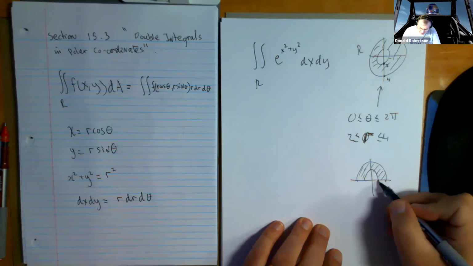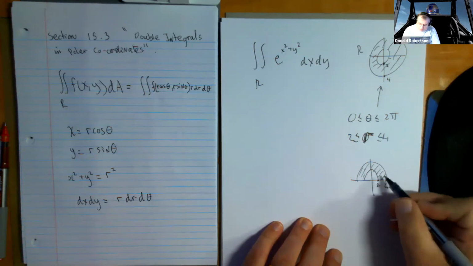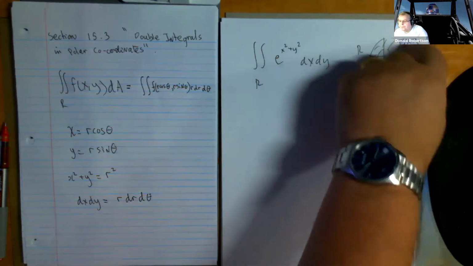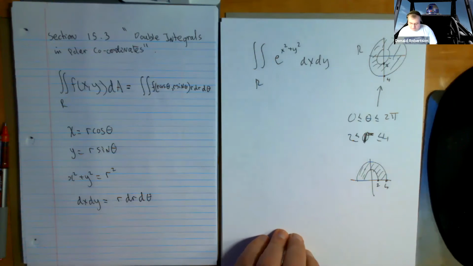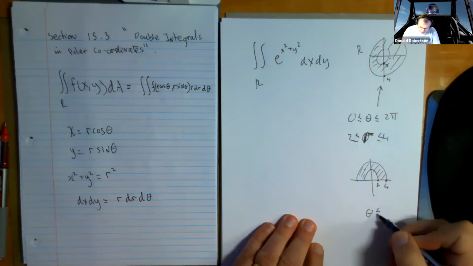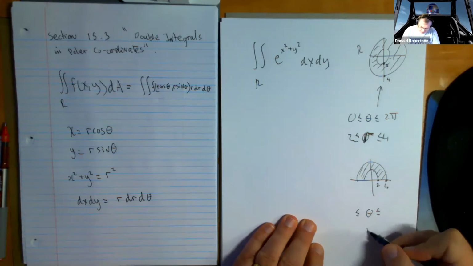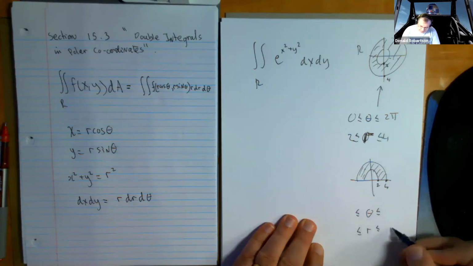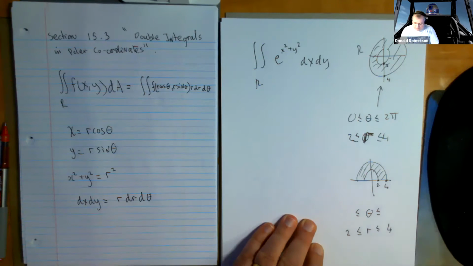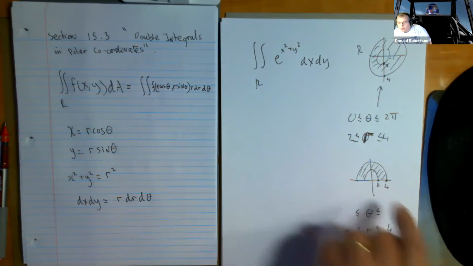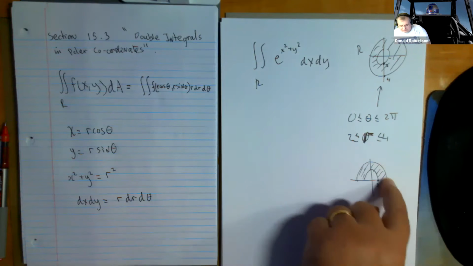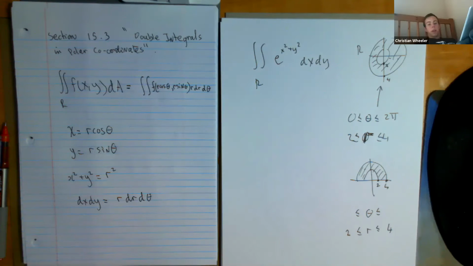Suppose r was not that shape, but this shape. r would still go from 2 to 4. What would be the theta in this shape? 0 to pi.